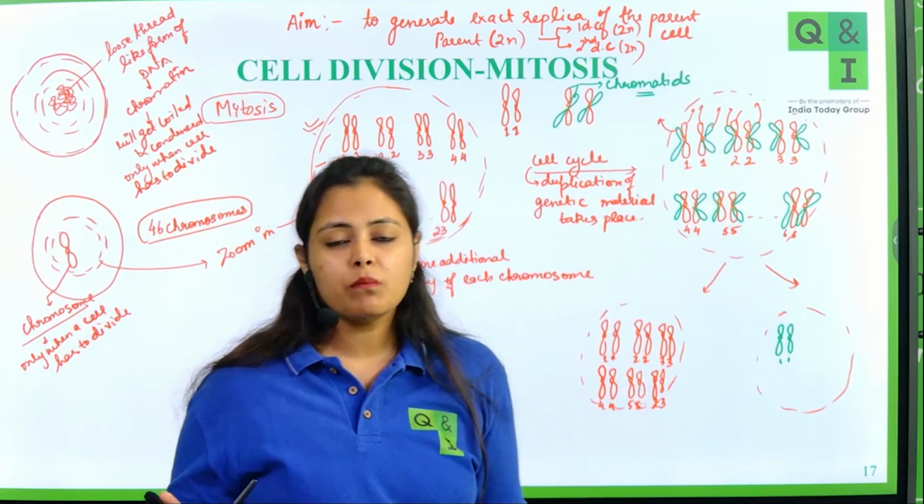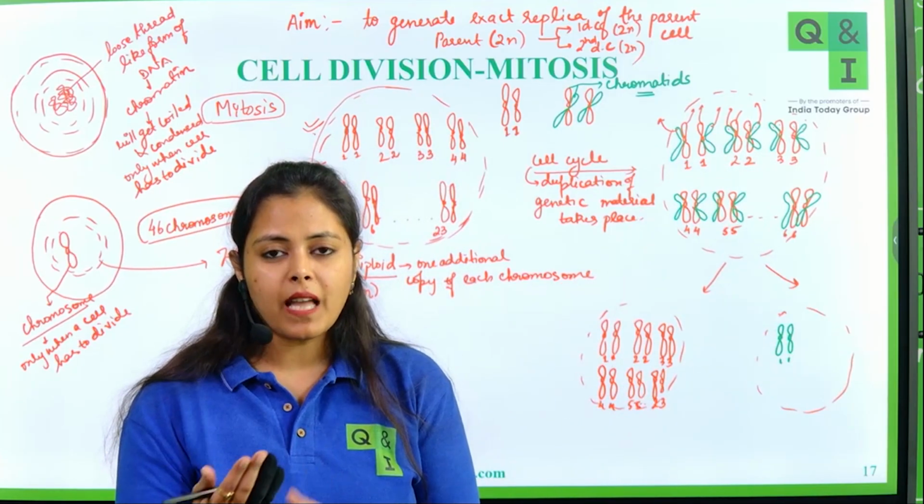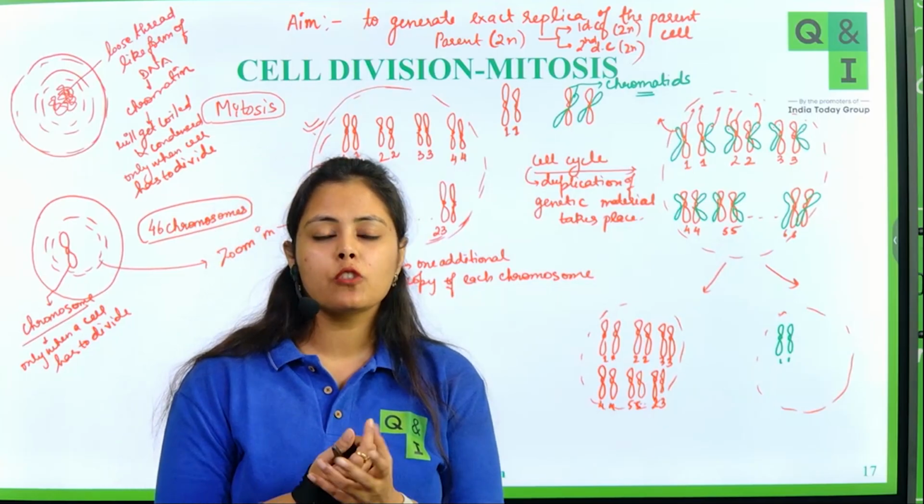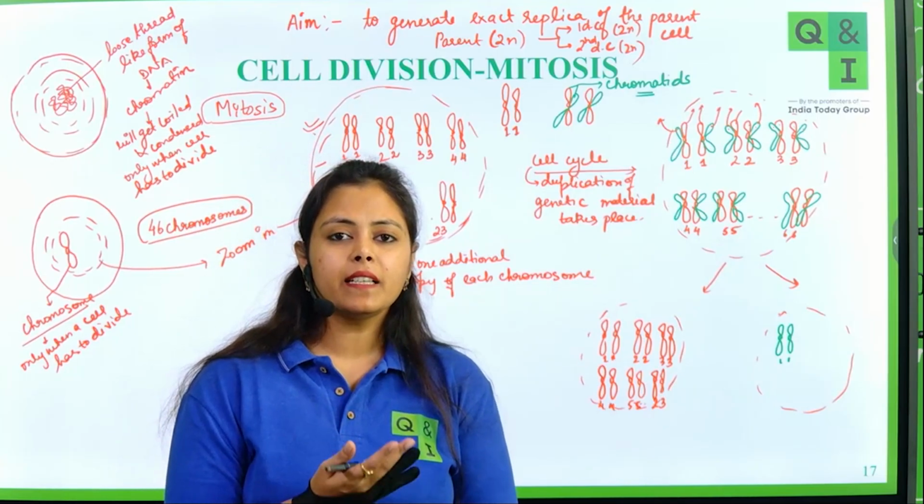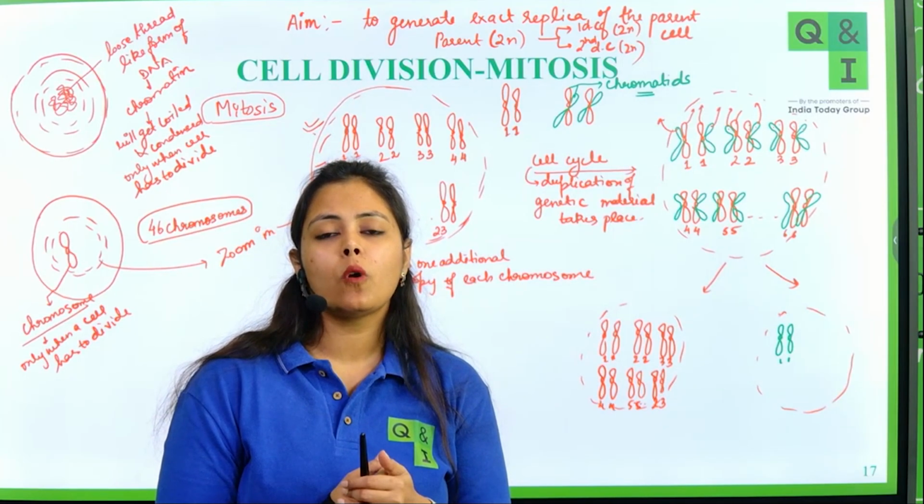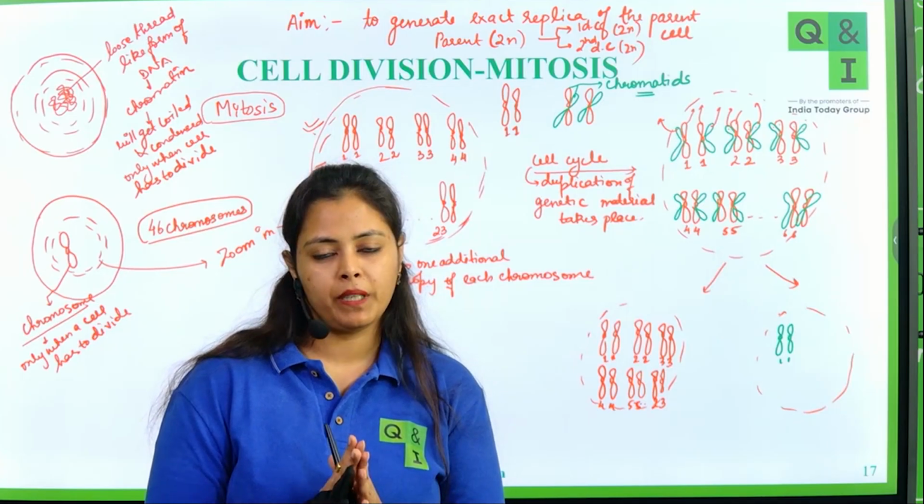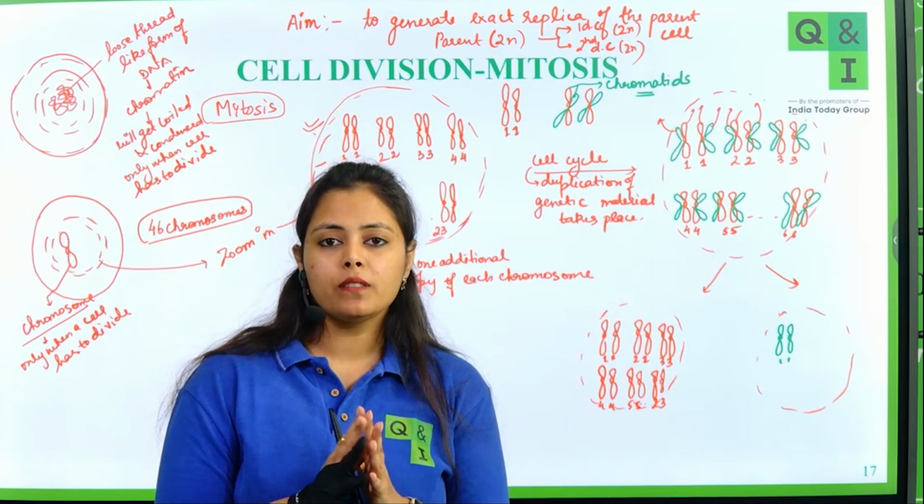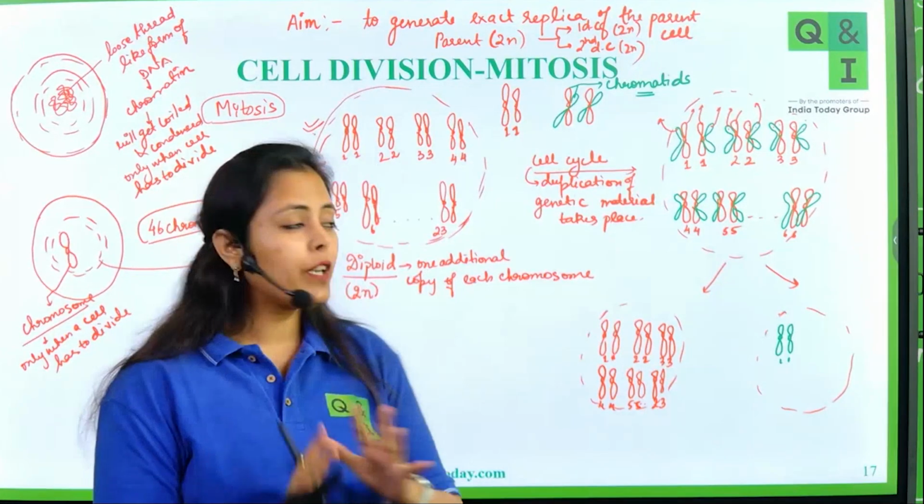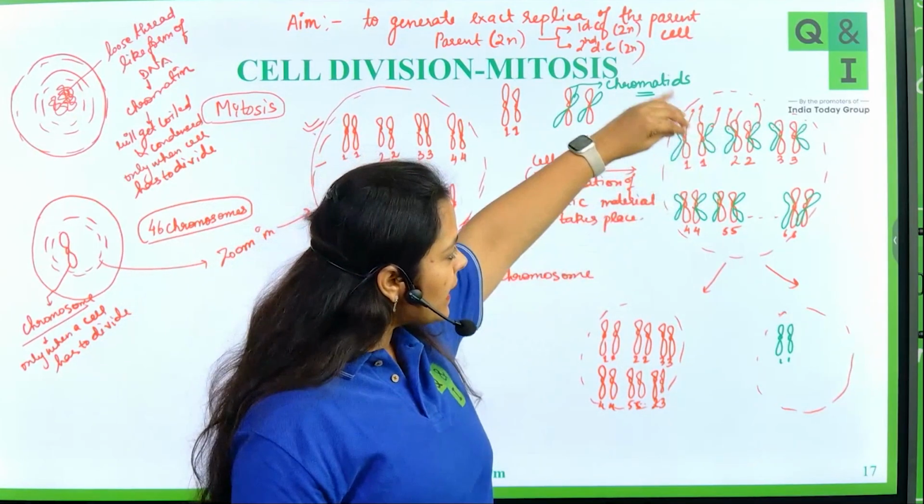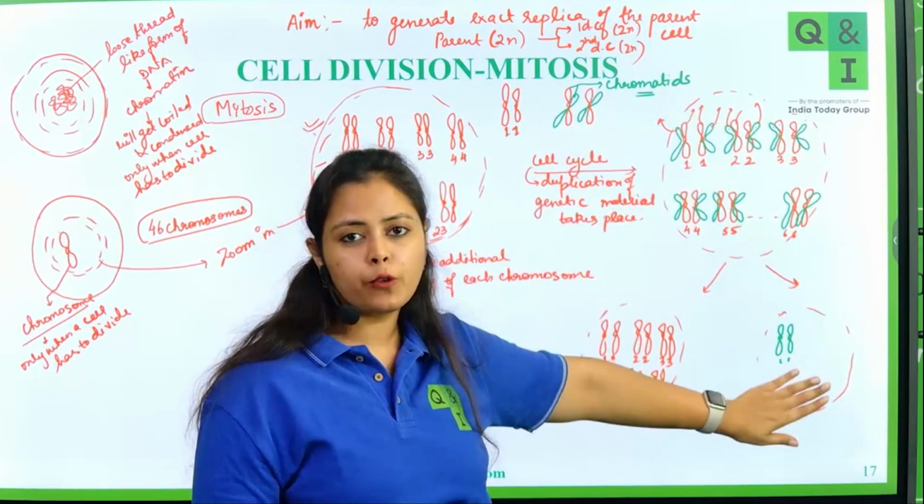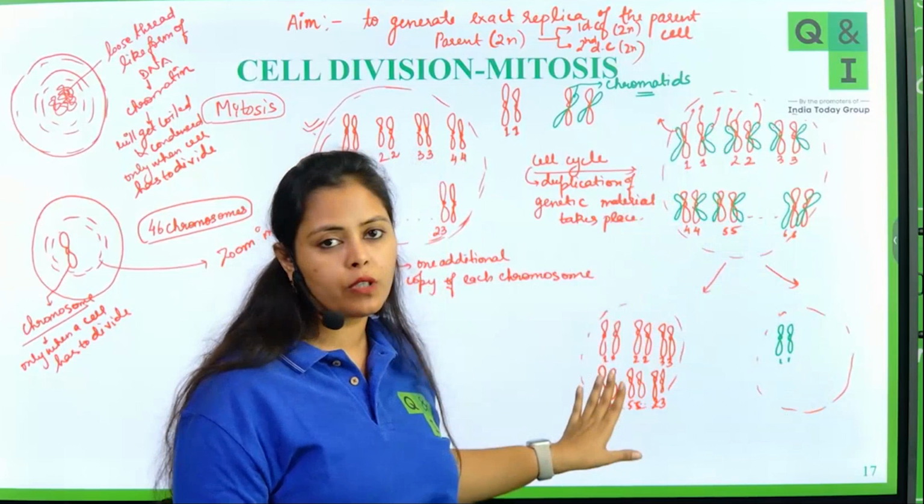This is random segregation. In class 10th, as you move ahead, you will read a chapter called heredity. In heredity, you will read a law called the law of independent assortment. There you will get to know about this in more detail. But for now you can remember that these copies will now move to different daughter cells.